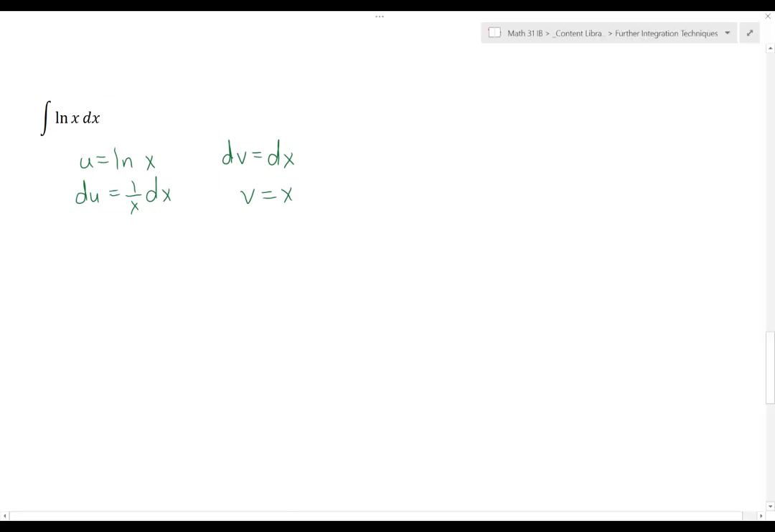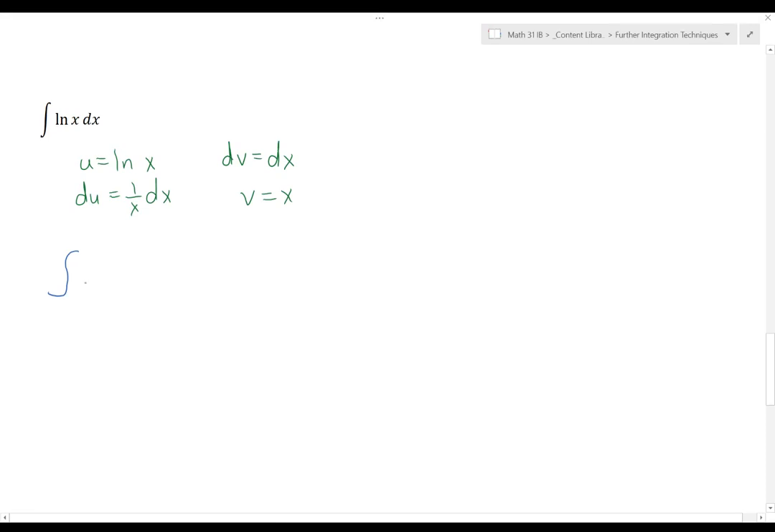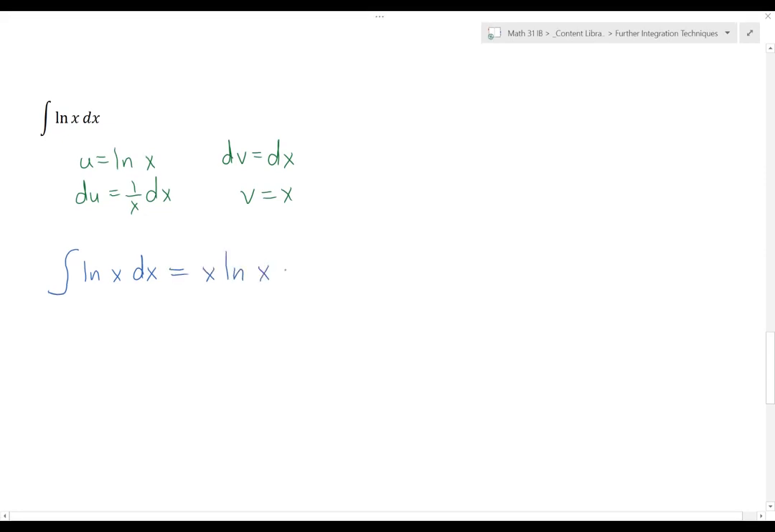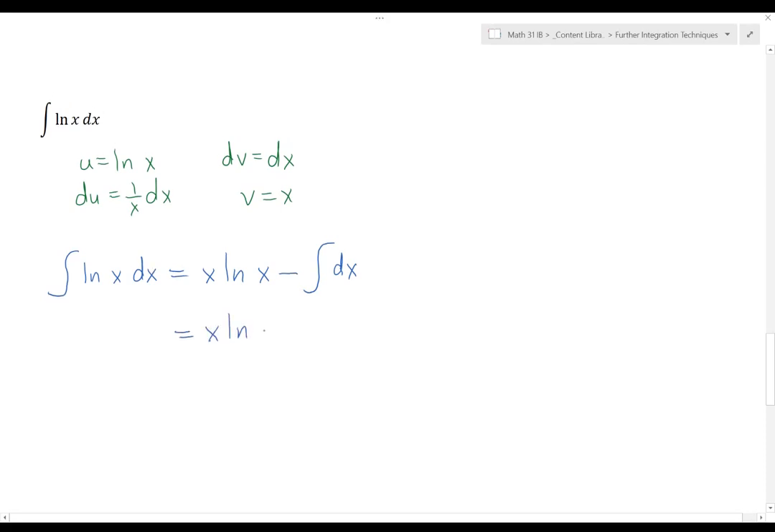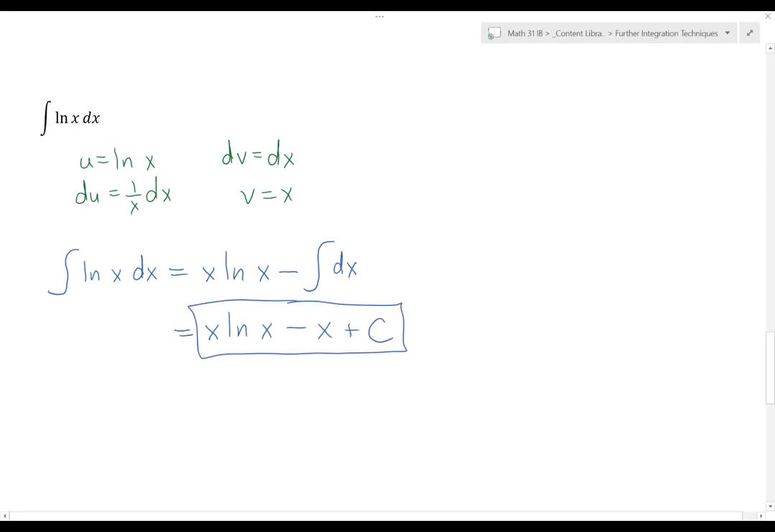When I put this into the integration by parts formula, I've got the integral of u dv, so that's my original integral, equals u times v, so x ln of x, minus the integral of v times du. Well, when I multiply x times 1 over x, I just get 1. So I have a dx here. Well, that's the antiderivative of 1. So the antiderivative of 1 with respect to x is x. And then, of course, I have plus c. So that is how I antiderive the natural log of x.